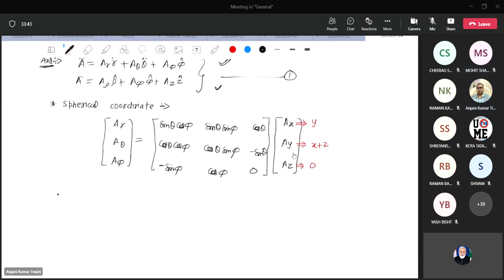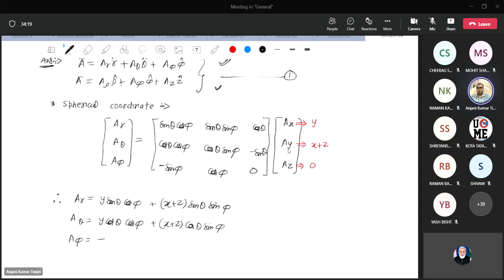So therefore Ar is y sine theta cos phi plus (x plus z) sine theta sine phi. A theta will be y cos theta cos phi plus (x plus z) cos theta sine phi, and A phi will be minus y sine phi plus (x plus z) cos phi.